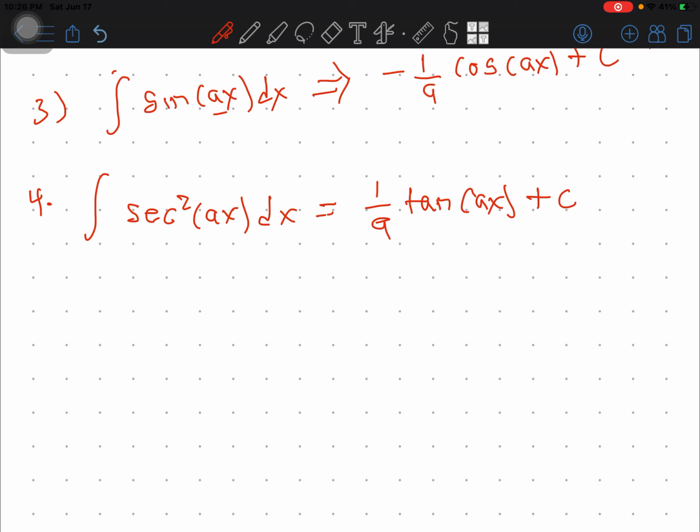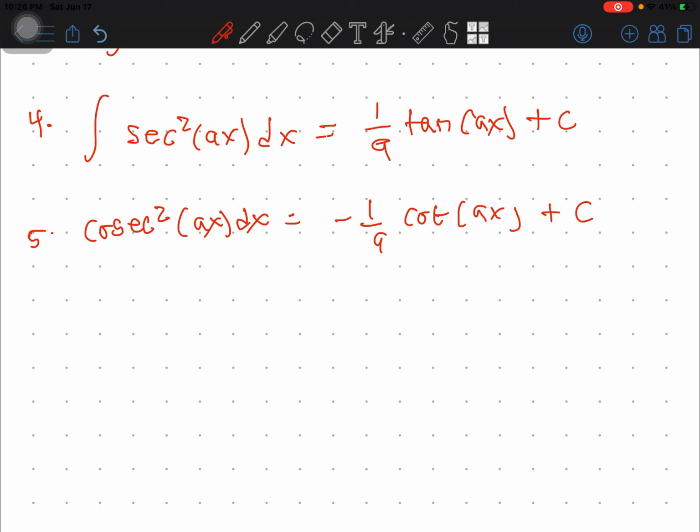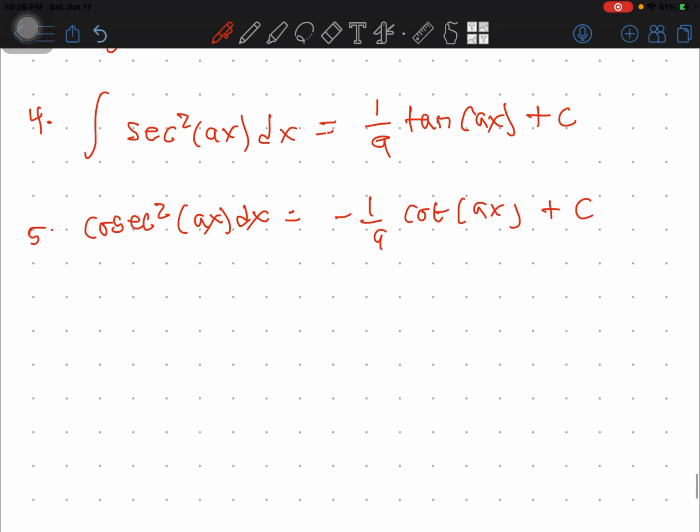So based on the fact that there's a coefficient in front of the x, you need to differentiate whatever is inside the bracket. You divide by it, and then you take its integral as well. And don't forget to add your constant. So the next one is integration of cosec square x, or cosec square ax dx, which is equal to negative 1 over a cot ax plus c. So this is another standard integral.